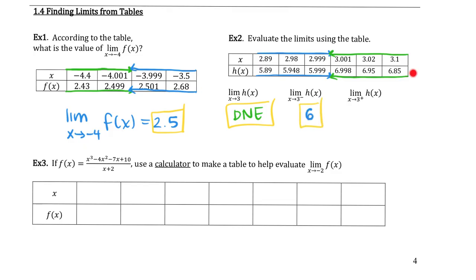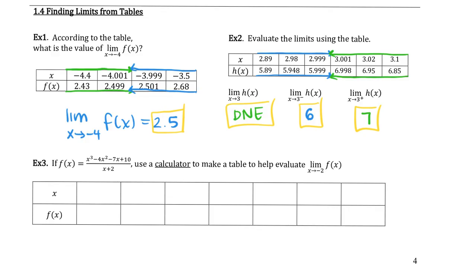As I approach 3 from the positive side, the y values look like they're approaching 7. So the limit as x approaches 3 from the positive side of h of x equals 7. But since the left and right side do not match, the limit as x approaches 3 of h of x does not exist.